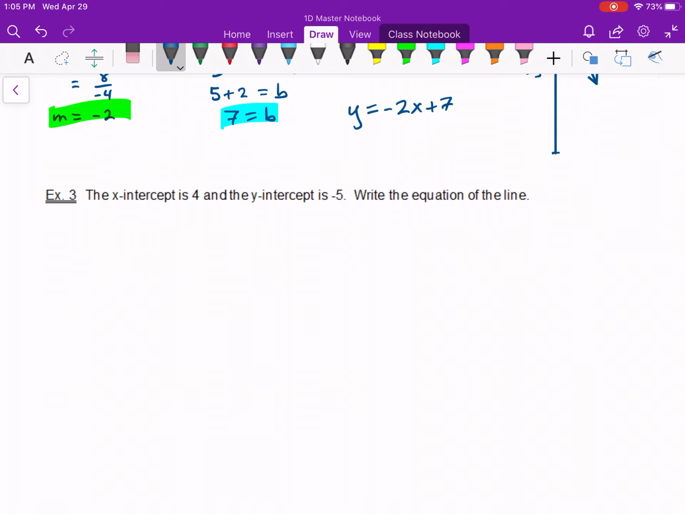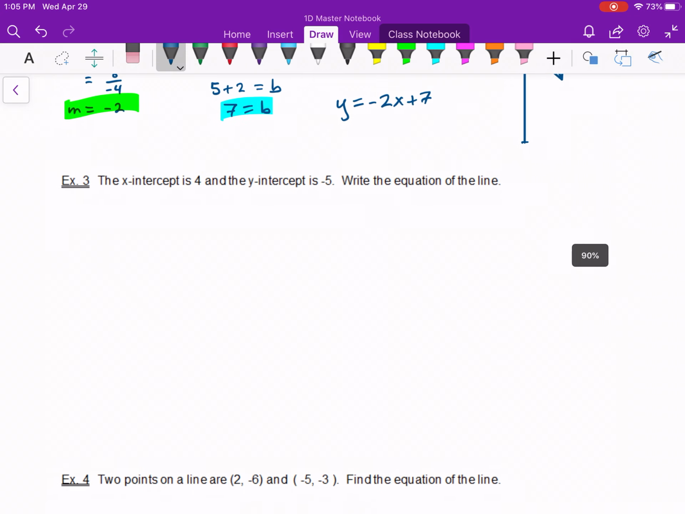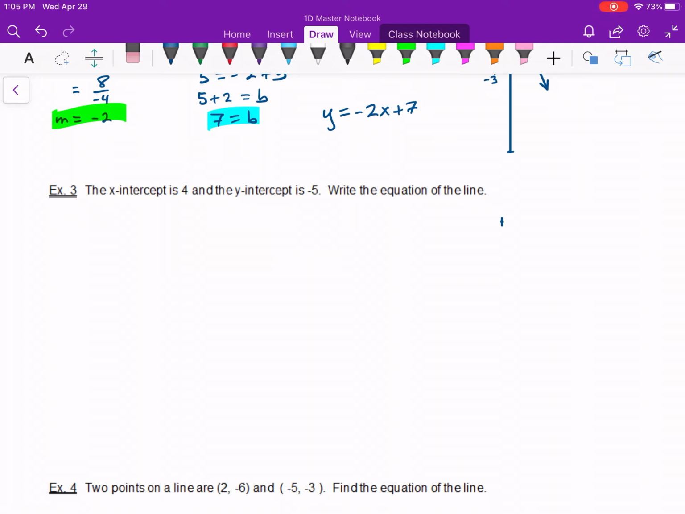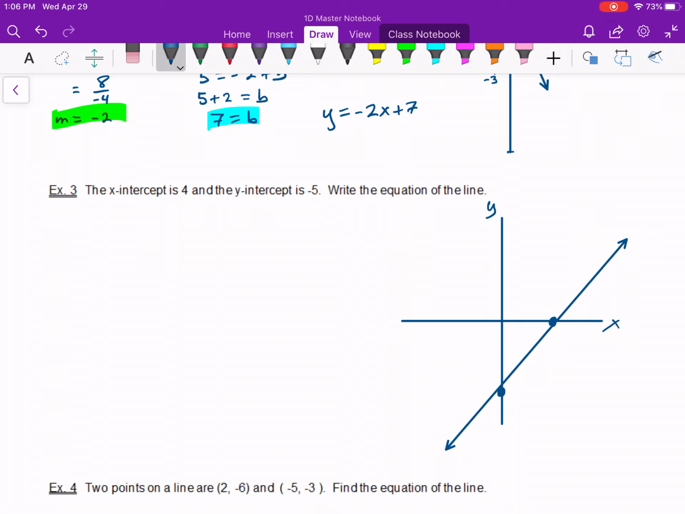The x-intercept is 4, the y-intercept is negative 5. Write the equation of a line. Okay, let's graph this one again. See if I can get this one right. X-intercept is 4. So that means where's it across the x-axis? So let's say 4 is about here. Again, I'm just estimating. The y-intercept is negative 5. So that's definitely down here, somewhere around here. The graph is going to look something like this. It's not the best line I've ever drawn, but it gives you the idea.